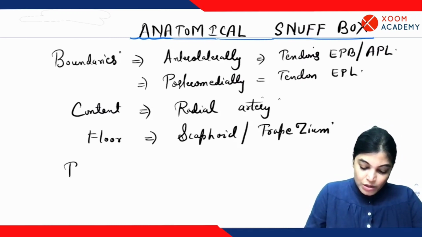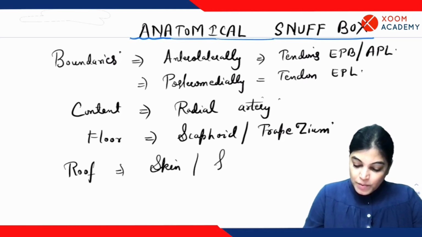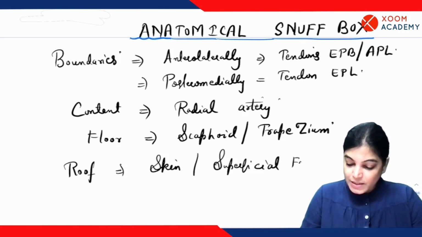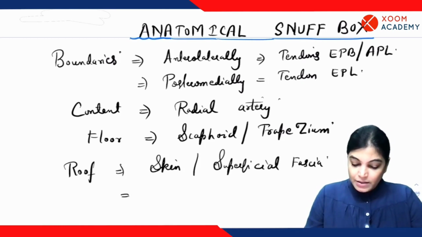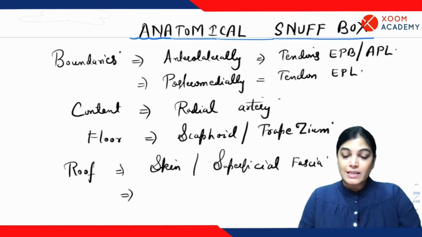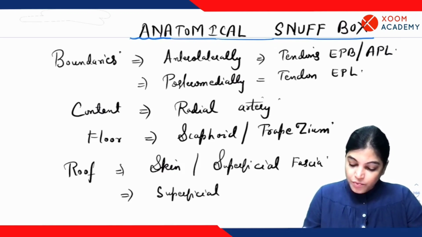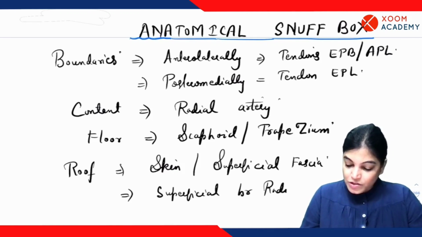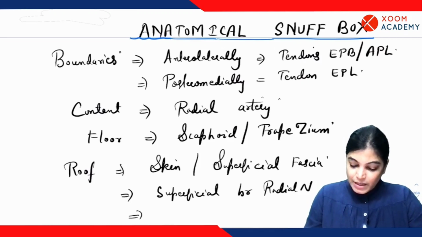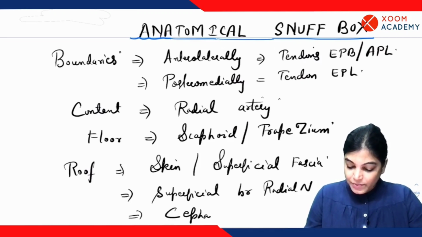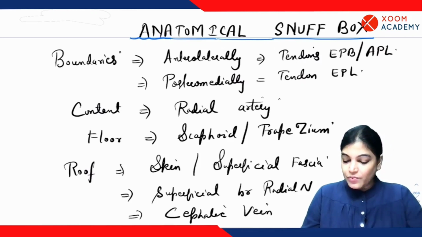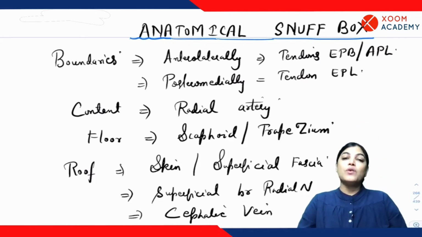The roof of anatomical snuff box is formed by skin and superficial fascia, and the other structures traversing the roof are the superficial branch of radial nerve, and one vein, that is the cephalic vein. At times, the cephalic vein in the roof of anatomical snuff box can be utilized for drawing a blood sample.